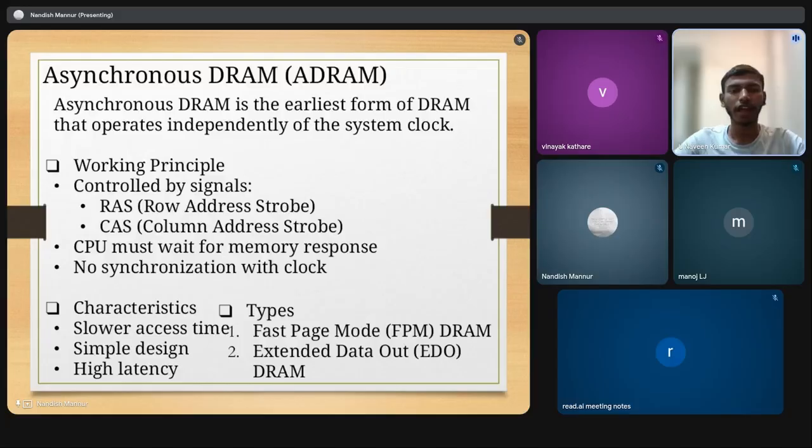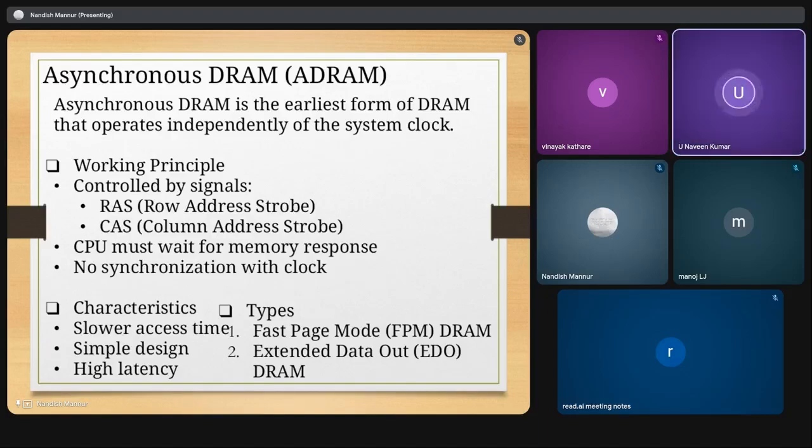Here we have RAS, the row address strobe, a signal used to select the row address in the memory. When RAS is activated, the row number is latched, meaning it is stored temporarily, and it tells the memory which row of cells to access. And we have CAS, the column address strobe, a signal used to select the column address after the row is selected by RAS. CAS selects the column within that row. Together, RAS and CAS identify the exact memory location.